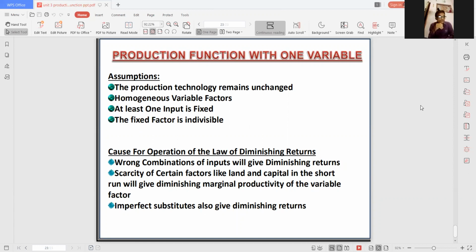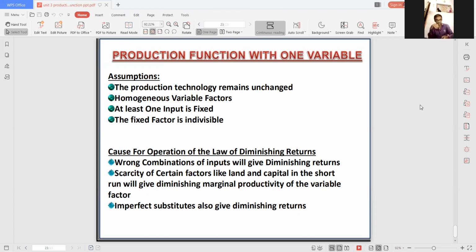Next, causes for operation of the law of diminishing returns. Wrong combination of inputs will give diminishing returns. Wrong combination means some proportions of combination of input factors are not useful in the market. In such a context, this law is useful by keeping one factor constant and changing the other variable factors in order to increase production. Up to what level the variable should be increased, we have to notice by using this exercise.